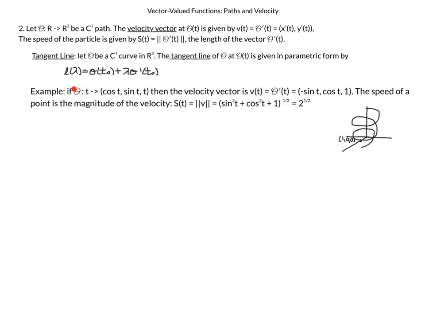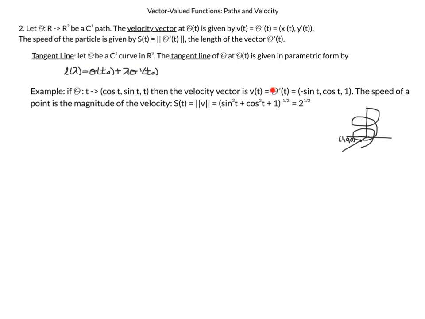Our first example is sigma of t is equal to (cosine t, sine t, t). Then the velocity vector is the derivative of sigma. So term by term, the derivative of cosine t is negative sine of t. In the y direction, the derivative of sine of t is cosine of t. And in the z direction, the derivative of t is equal to 1.